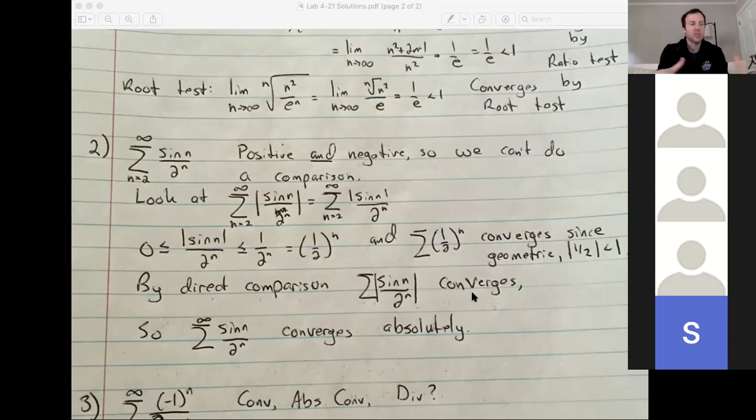But restating this in the way that the question was asked, the fact that the absolute value version converges means the regular version converges absolutely. So these are equivalent statements, but we were really asked about the original version, and so that's the phrasing that we want to end with.